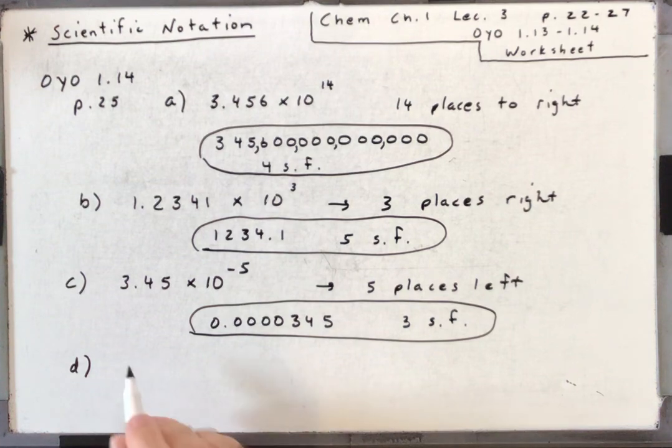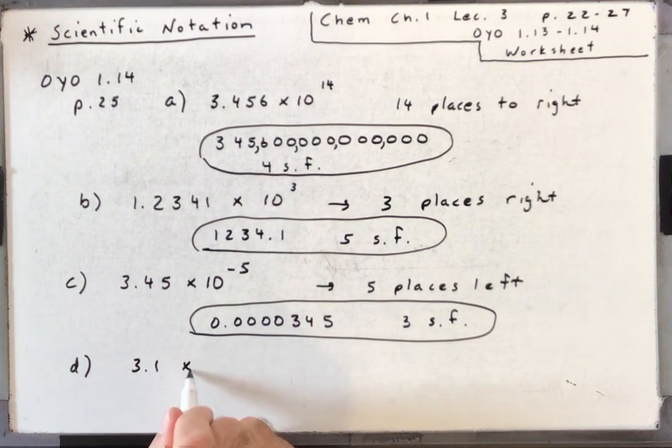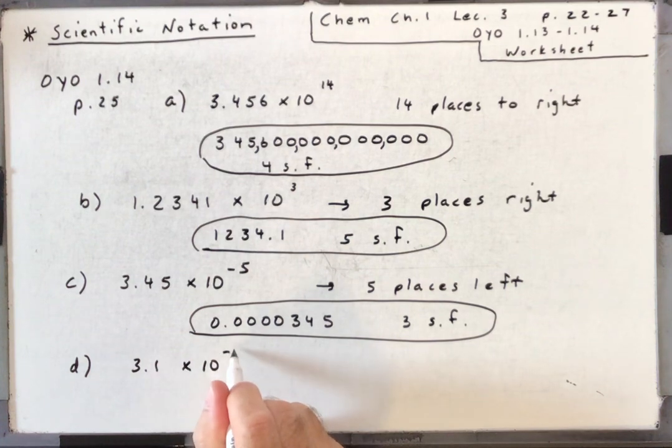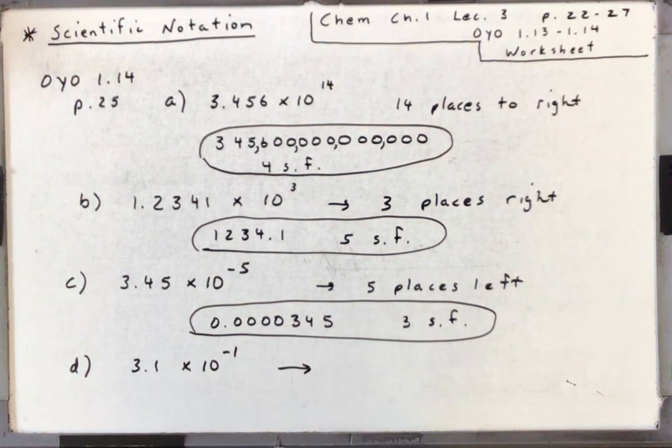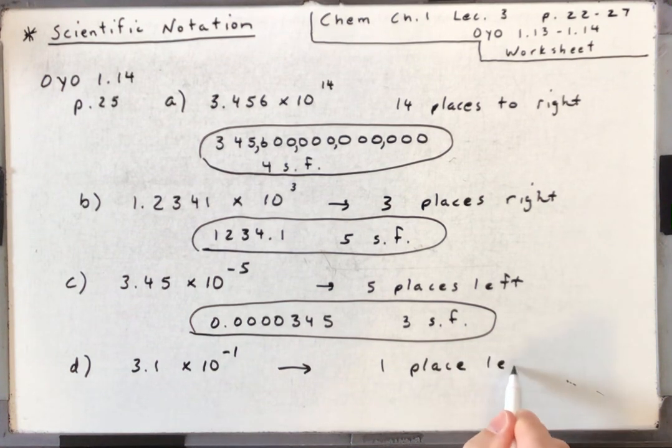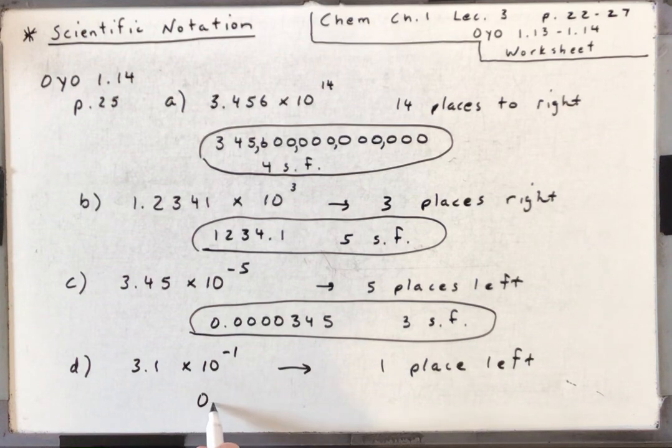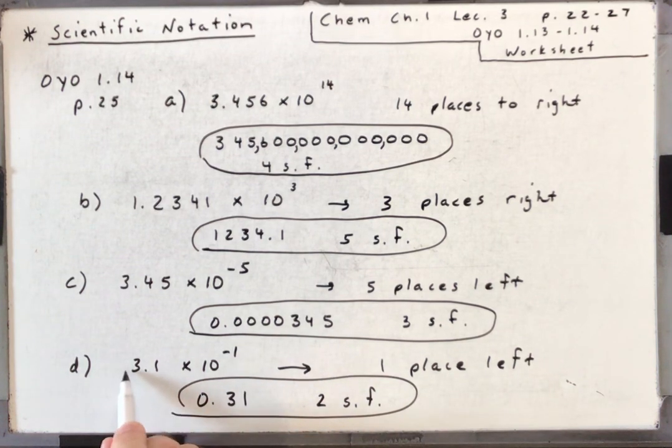All right, and then part D, we have 3.1 times 10 to the minus 1. So you tell me what's going to be the final answer here. All right, so write down your guess on the final answer, pause, and then come back to it. Okay, so we're going to move 1 place to the left. So that's just going to be 0.31, and we would have 2 significant figures there. So we moved 1 place to the left. All right, great.